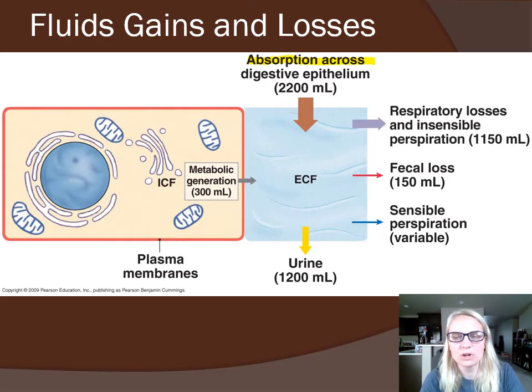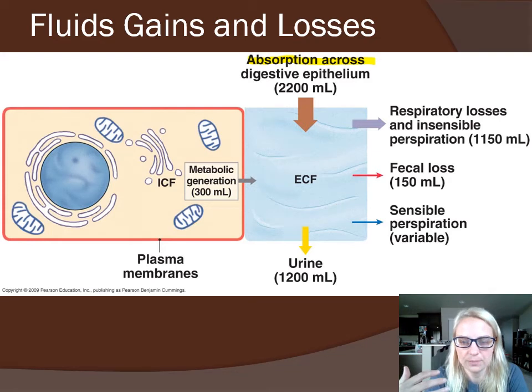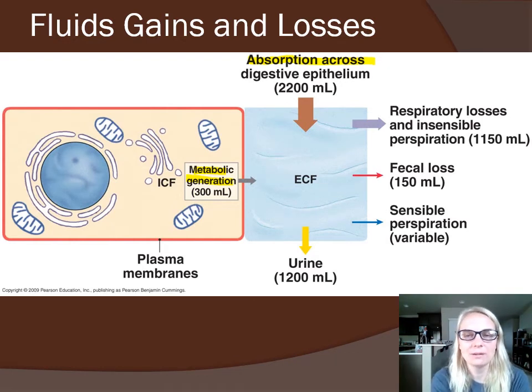So absorption across the epithelium, digestive epithelium, this is coming in from our food and drink. We gain a little bit from the metabolic production of water via the mitochondria. In cellular respiration, if you remember, glucose and oxygen are converted to carbon dioxide and water and energy. So that's that water. Between what we take in from what we consume and what our cells make, we're looking at about 2.5 liters of fluid gain.